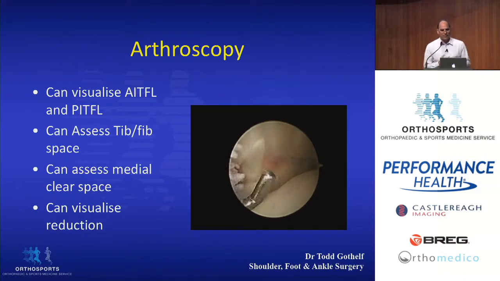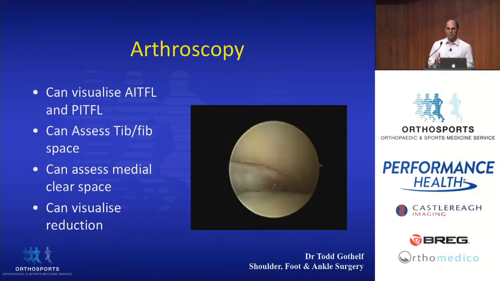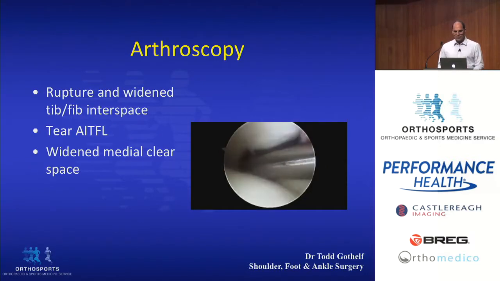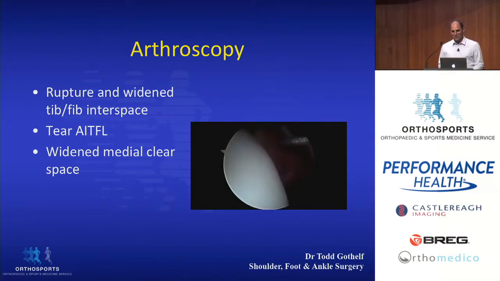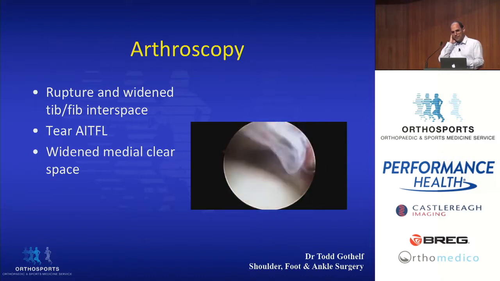When you're doing an arthroscopy, you can actually see if there's any instability. What I'm showing here is the AITFL. Right there is the tib-fib space, and in the back you can see the PITFL ligaments. So you can see if they're ruptured, and you can assess with stress whether the tib-fib space is widened. With arthroscopy, it's quite sensitive to see if they're unstable. In this video, this is a ruptured syndesmosis. What you're seeing there is a ruptured AITFL. You can see all the hematoma, and you can definitely see there's widening at the tib-fib space.